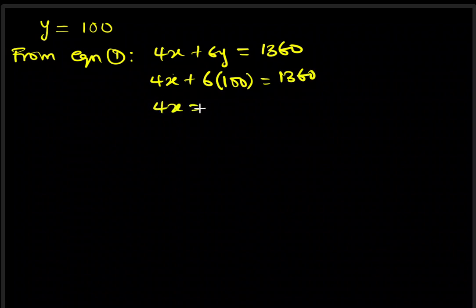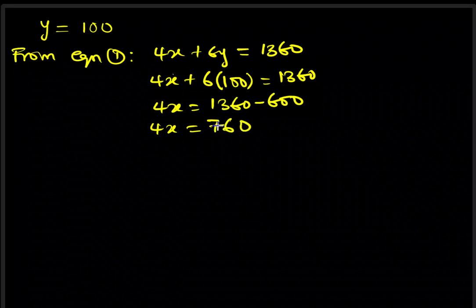So 4x equal to 1360 minus 600. Then our 4x equal to, that will give us 760. So if we divide both sides by 4, that will give us x being equal to what? 190. All right.